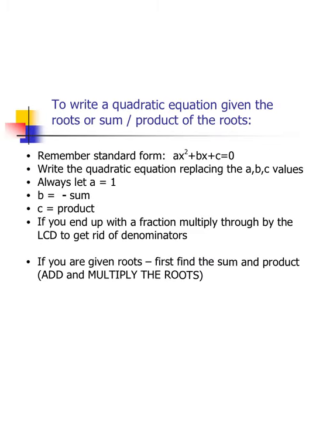So to write the quadratic equation given the roots or the sum and product of the roots, first we need to remember standard form is ax squared plus bx plus c equals 0. We're going to write the quadratic equation replacing the a, b, and c values. We're always going to let a equal 1. B is going to be the negative sum, or the opposite of the sum. C is going to be equal to the product. If you end up with a fraction, you're going to multiply through by the lowest common denominator. So remember, that's lowest common denominator.